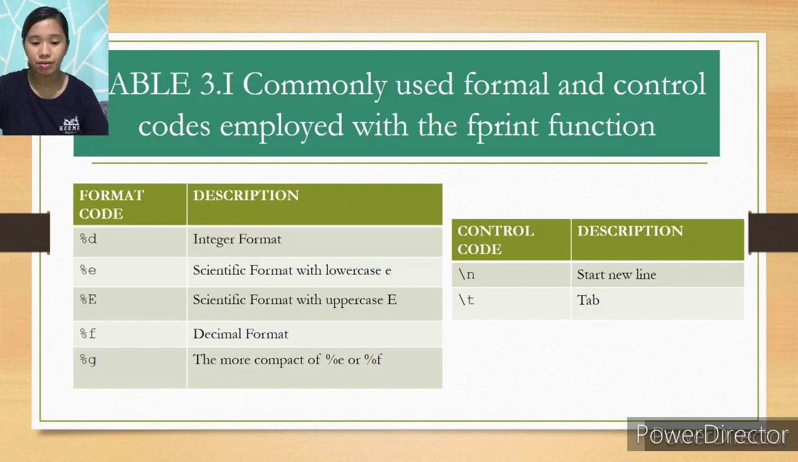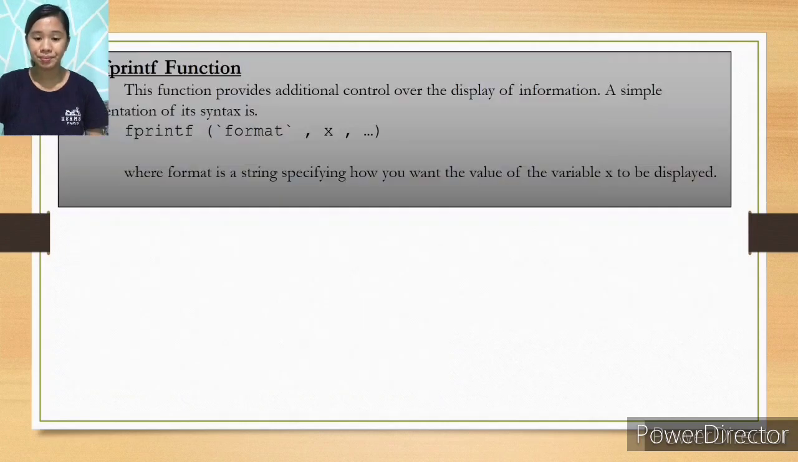So we have Table 3.1, the commonly used format and control codes employed with the fprintf function. Format code %d is the integer format. %e is the scientific format with a lowercase e. %E is the scientific format with an uppercase E. %f is the decimal format. %g is the more compact of %e or %f. Control code \n starts a new line. \t is the tab.